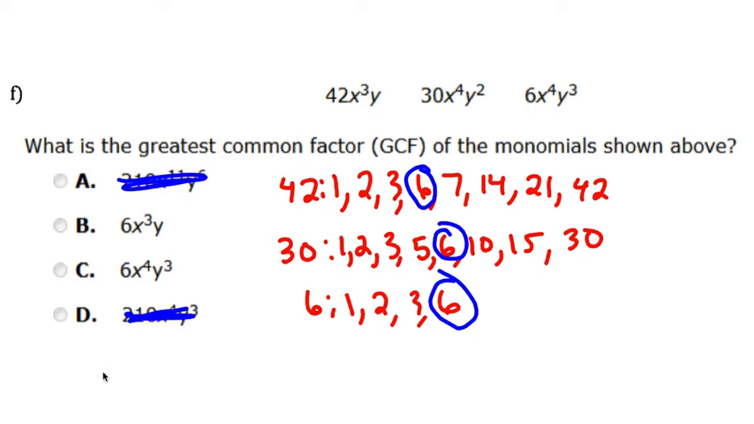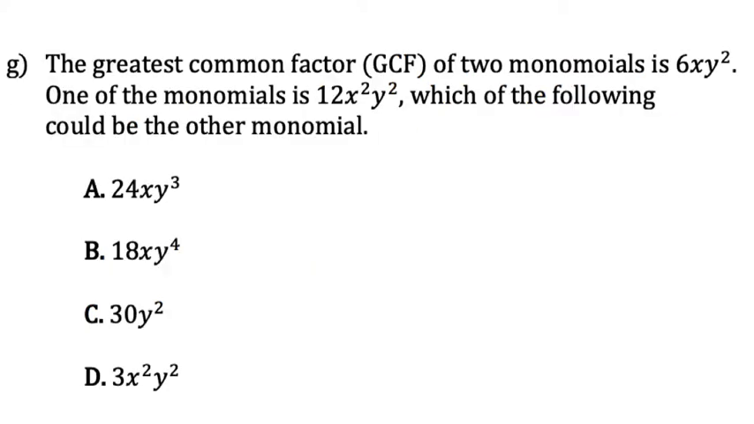All right, so we know it's 6, and then again we're going to look at our exponents. The smallest exponent is x to the 3rd, and the smallest exponent for y is just y, because this is y to the 1st. That is our final answer. We ended up getting B: 6x to the 3rd y. Again, if you have any questions on those type of problems, please let me know.